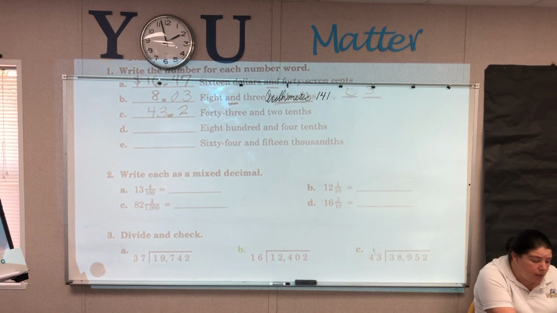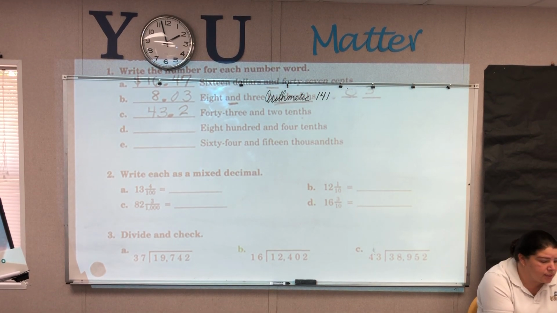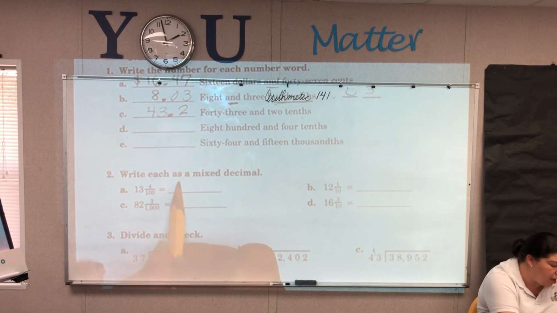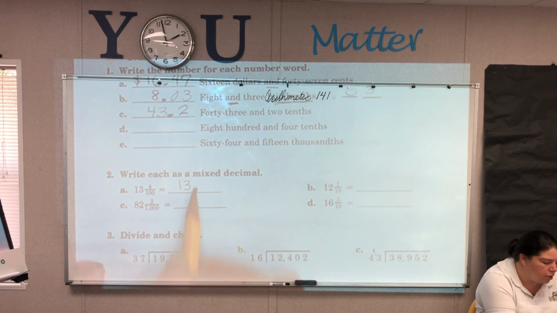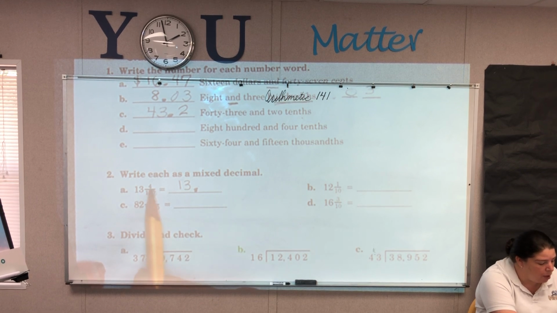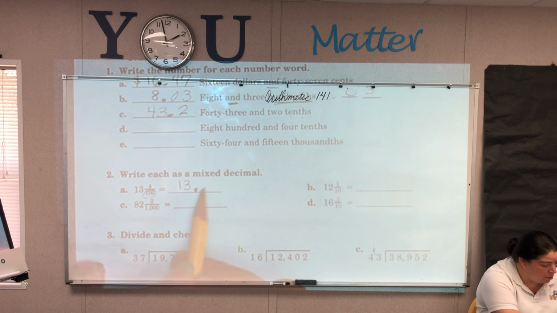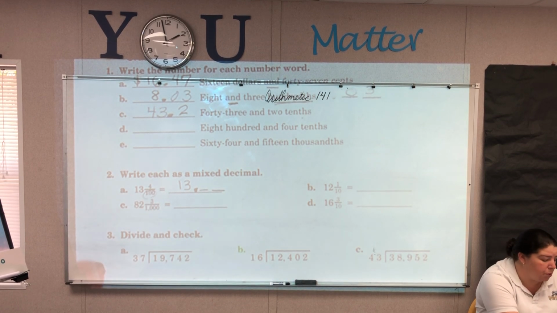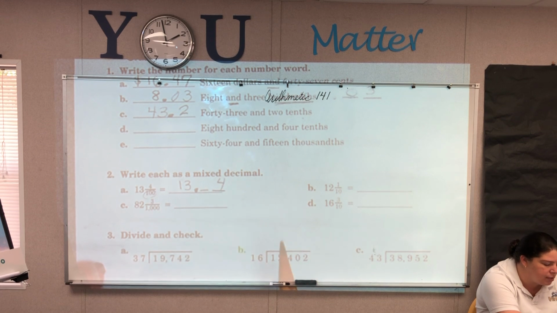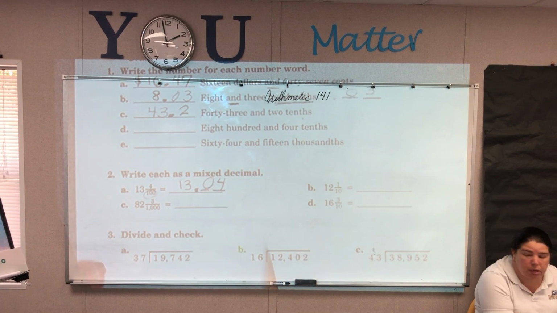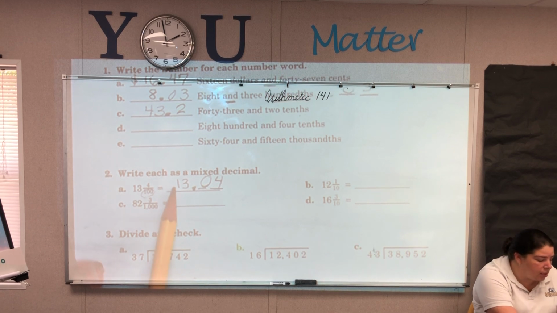Number 2 says to write each as a mixed decimal. A mixed decimal. So you're going to write the whole number on the left side, 13, and put your decimal. Your fraction goes on the right side of the decimal. But again, we're working with hundredths, and when we have hundredths, we need 2 decimal place values, and there's only a 4. So we put the 4 closest to the right, and we put a spacer 0 here. So you have 13 4/100.